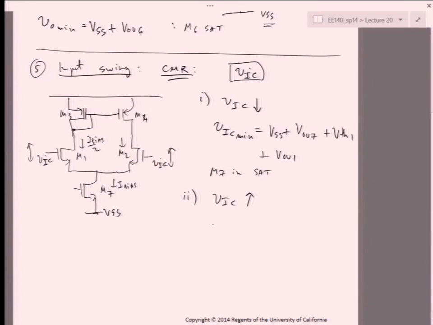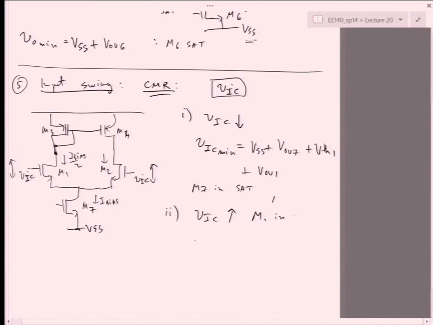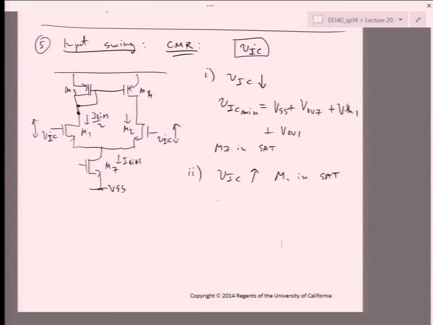if you somehow could grab this node and slam it into VDD, obviously this guy would stop conducting, right? So it would be cut off, but it won't go into triode. So it will go from saturation into cutoff, but not triode, okay? But what's the other transistor that's in the path, right? M1, right? So to keep M1 in SAT, we have to have which condition?